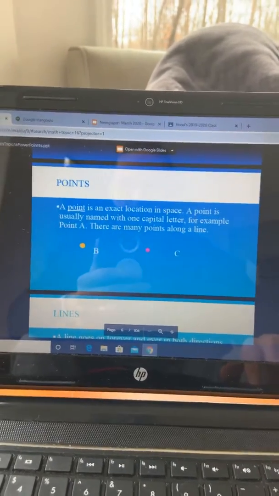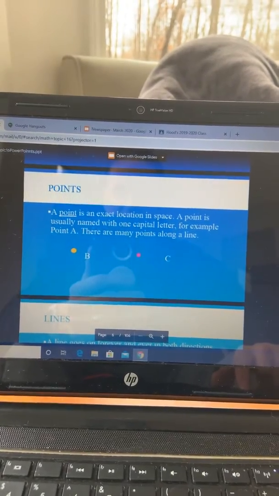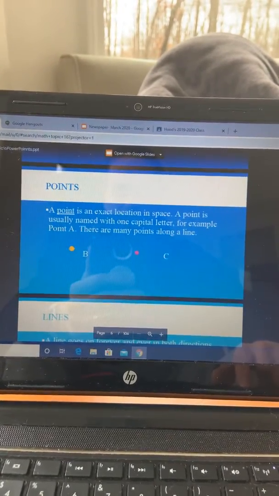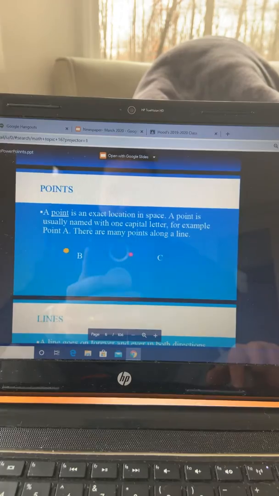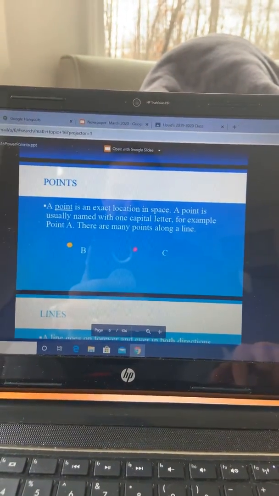Okay, starting out with some of our terms, we've got a point. A point is an exact location in space. A point is normally named with a capital letter, for example, point A. There can be many points along a line.